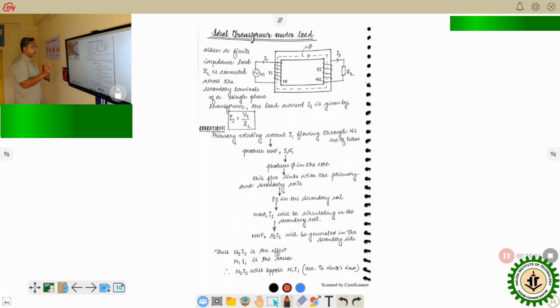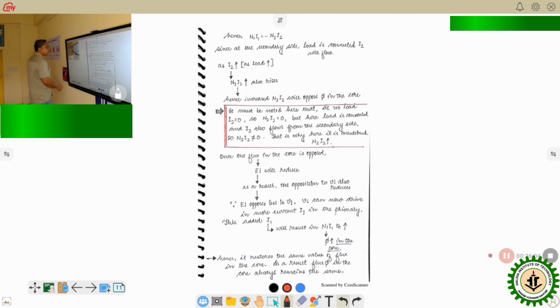Now here there is a problem. What is the problem? N2 I2 is the effect. According to Lenz's law, N2 I2 will oppose its own cause. So N2 I2 will oppose N1 I1, which means secondary MMF will oppose primary MMF. MMF will oppose MMF, voltage will oppose voltage, current will oppose current. Current cannot oppose MMF, or voltage cannot oppose MMF. So secondary MMF I2 N2 will oppose primary MMF, which is I1 N1.